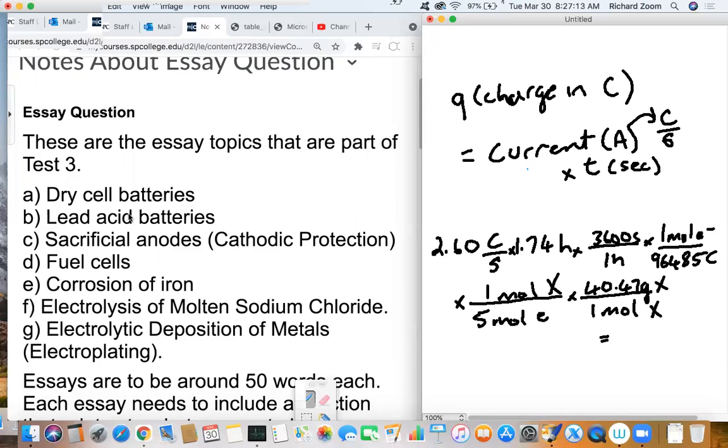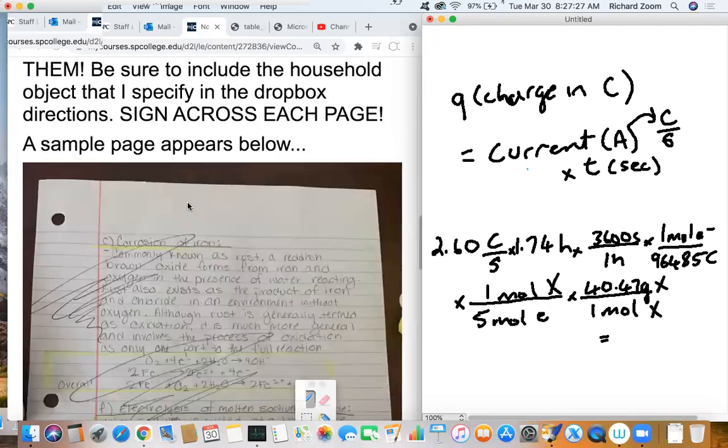There's how many topics? 7. They should take no more than 10 minutes each to find the information, get a reaction, write 50 words. 50 words isn't much. It really isn't. And I've got some examples here too. See?